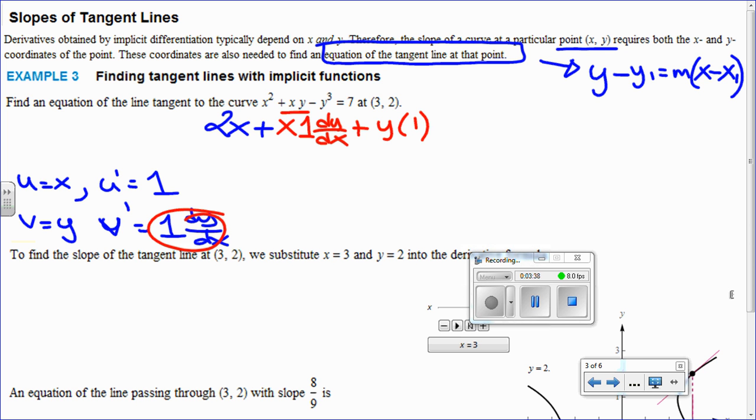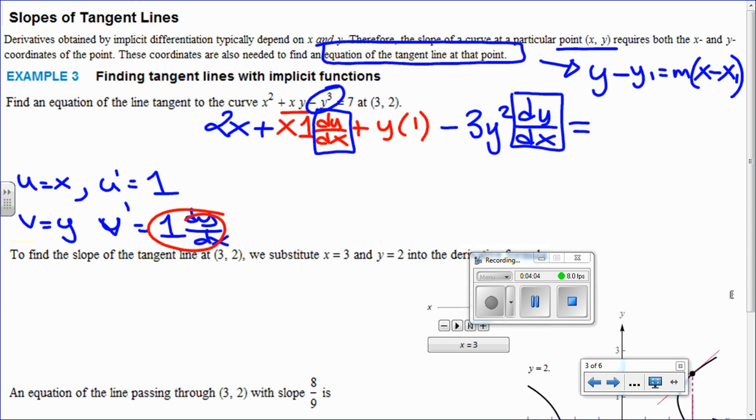Okay, next we have the negative y to the third power, so that will be minus 3y squared. And again, we're deriving, we have y, so since we're deriving with respect to x, we need to use dy dx. So at this point, you can see that we're going to have 2, and so in order for us to solve for it, we're going to have to somehow put them together. And then on the right side of the equal sign, we'll have a constant 7, so the derivative of that will be 0.